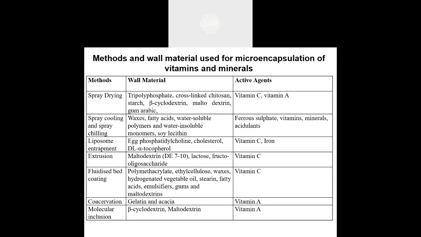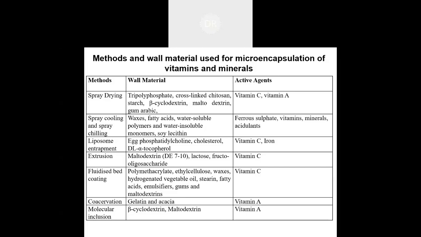Vitamin C microencapsulation can also be carried out with the extrusion and fluidized bed coating method. Maltodextrin is used as a wall material. Then vitamin A is encapsulated by using gum acacia by the coacervation method. Vitamin A is also encapsulated with the molecular inclusion method by using maltodextrin as a wall material.